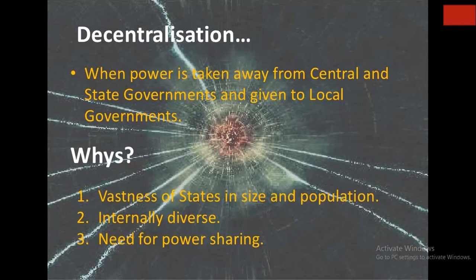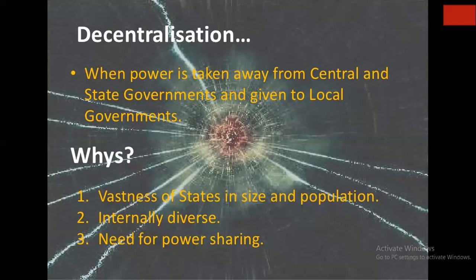So what does this local government do? They are multi-purpose bodies. They are responsible for all types of services in roads, traffic planning and so on. So they look after whatever is happening in that district or in that state. And here in decentralization, the power is taken from the central and the state and given to the local government.